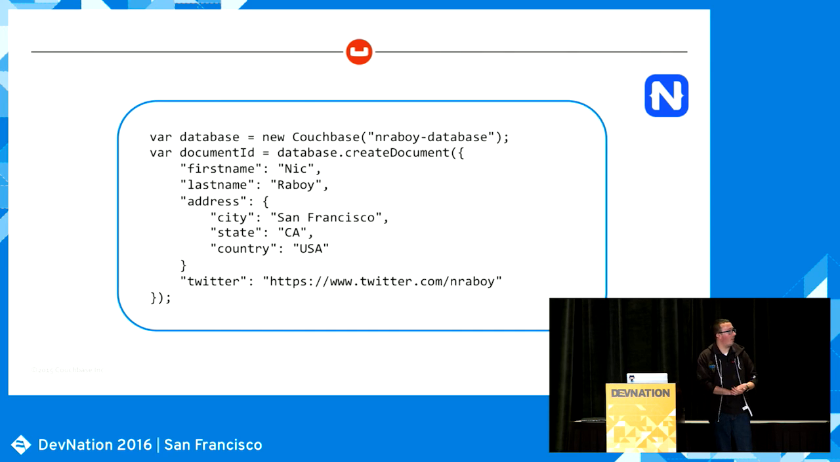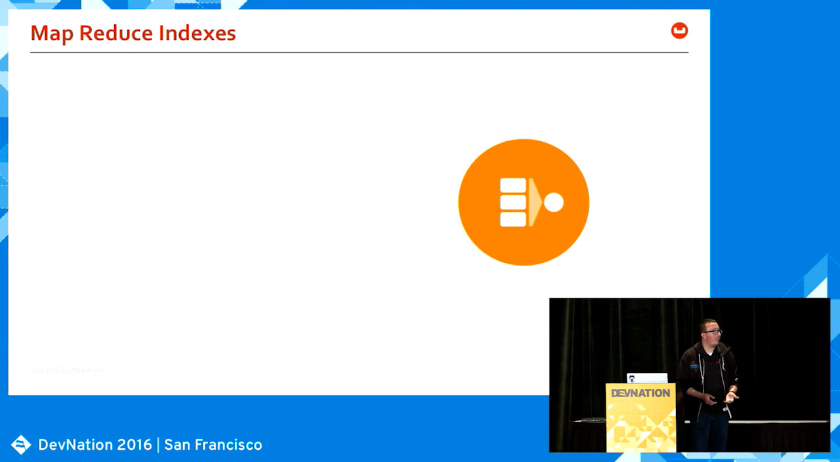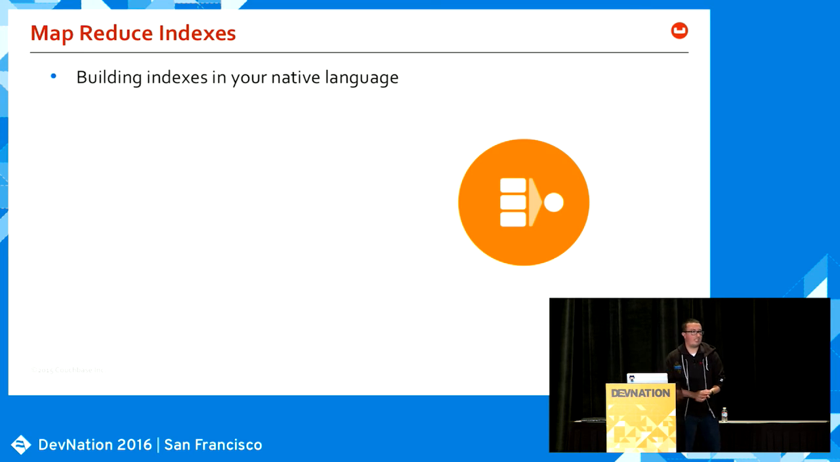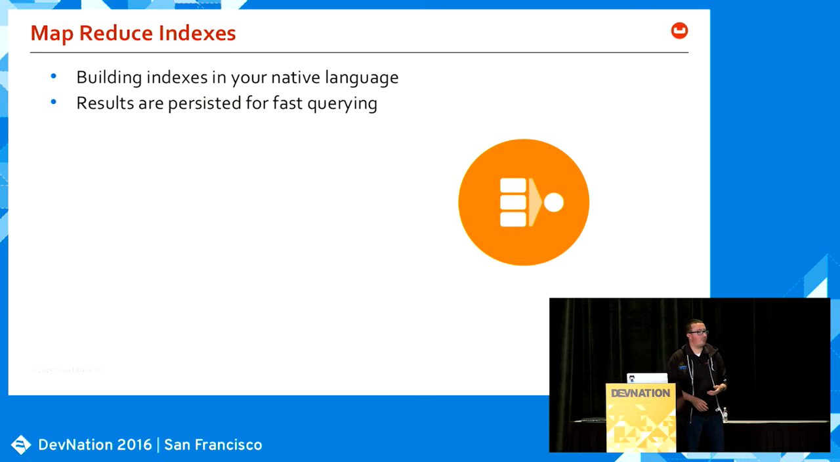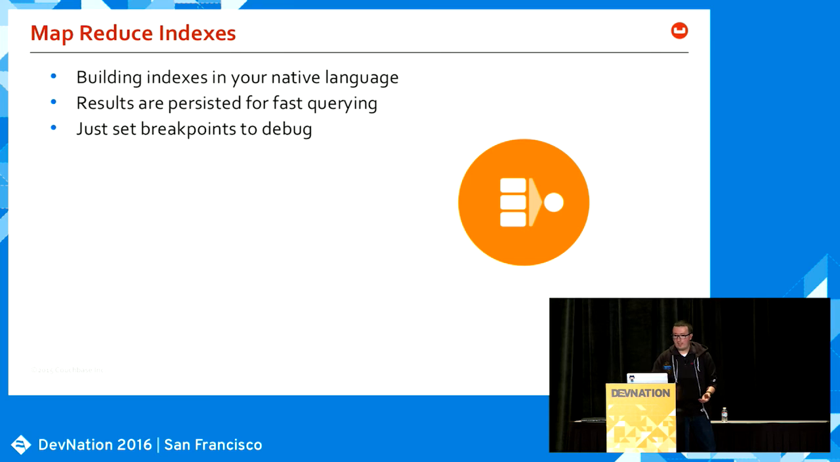You can see that my object here is a little complex. It has some nested objects in it, and it's not just a flat piece of data. In terms of querying this data, you are going to be using MapReduce indexes. You would build these indexes in your native language. If I'm using NativeScript, it would be JavaScript. If I'm using Android, it would be Java, or Objective-C for iOS. The results are persisted for very fast querying.